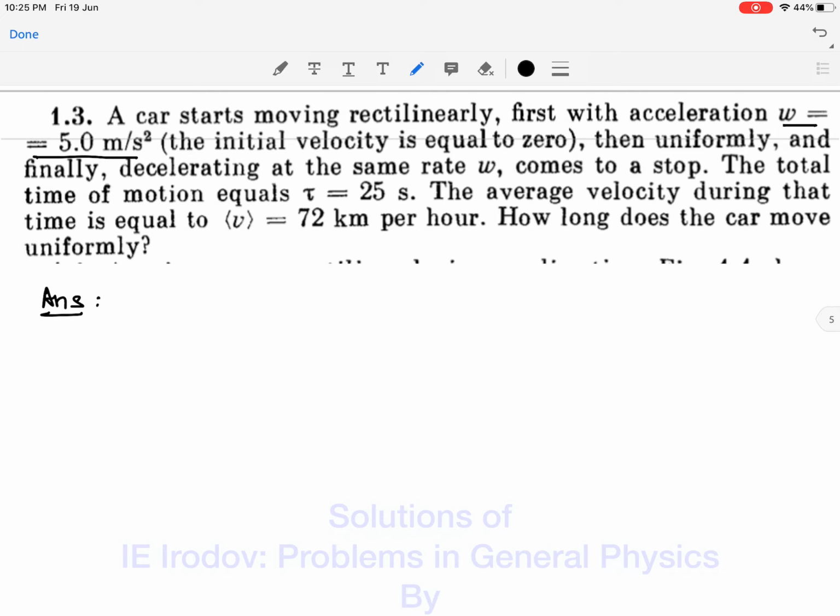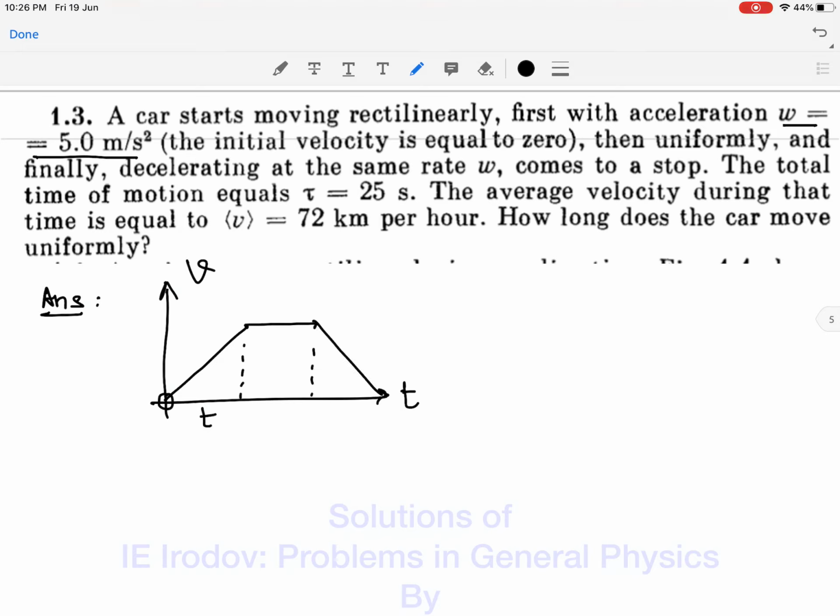So here we can solve this by using a velocity time graph. So let us say this is our velocity time graph. Initial velocity is 0. It accelerates for some time, say it accelerates for time t. Then it moves uniformly for some time, and then it decelerates at the same rate.